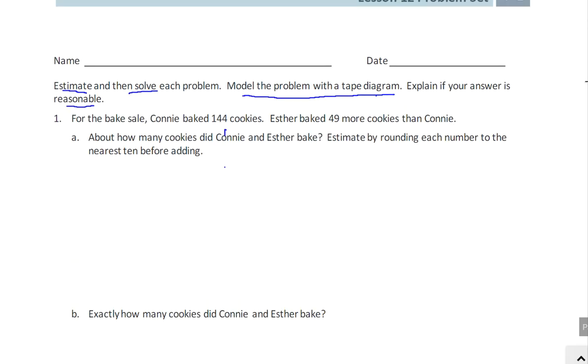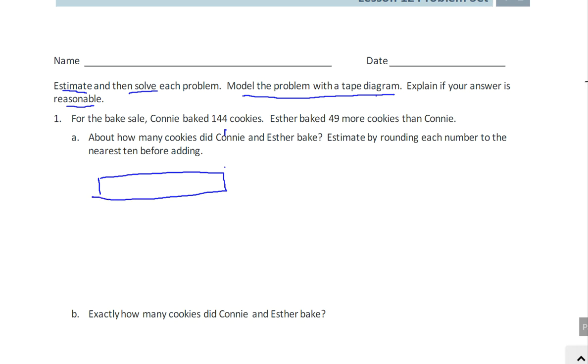For the bake sale, Connie baked 144 cookies. Esther baked 49 more cookies than Connie. About how many did Connie and Esther bake? Estimate by rounding each number to the nearest 10 before adding. Now, this is multi-step because we need to find out a couple things. Well, we know how many Connie baked, so let's draw her tape diagram.